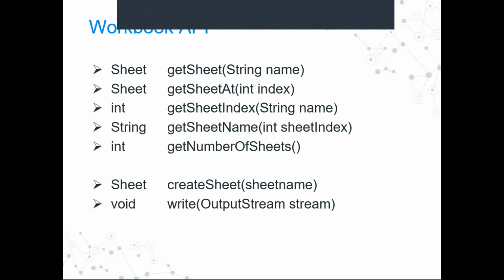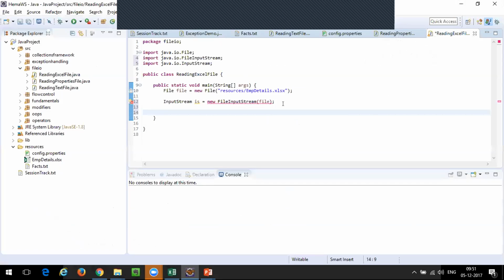Now let's see the workbook API. What are the things that you can do with a workbook? First thing, we need to accept this file here. I can write book equals new workbook. Now this is an Excel file, so XSSF workbook, and within that I'll pass the input stream, IS.